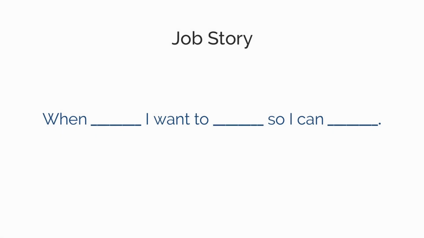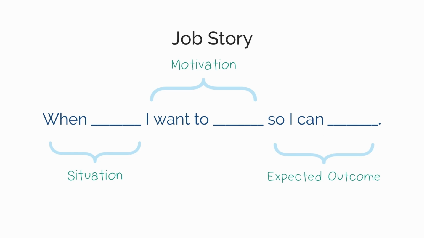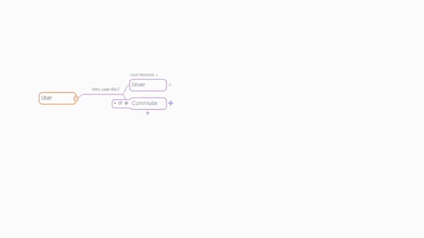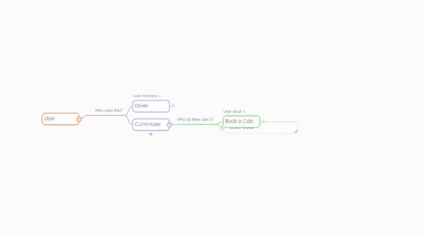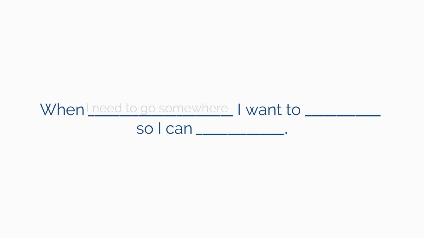A job story is a great format to describe your goals along with a user's situation, motivations, and the expected outcome into a purposeful statement. Going back to our Uber example, a commuter expects to book a cab. We can elaborate this as a job story to add more context. When I need to go somewhere, I want to book a cab so that I can reach my destination on time.